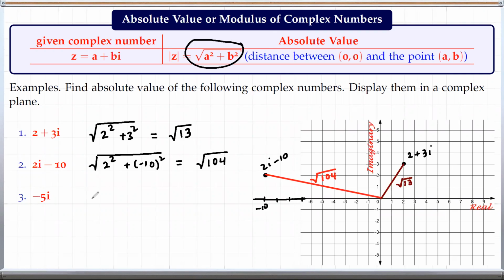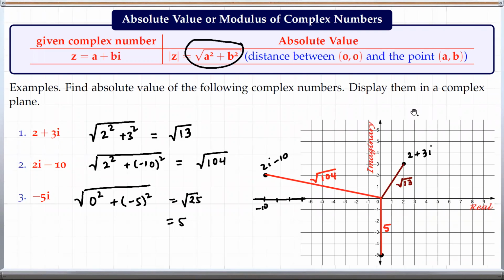The last one here. So here the real part is 0. So the absolute value will be the square root of 0 squared plus negative 5 squared, which is square root of 25, which is 5. So that means if we plot this point, negative 5i, which is over here, the absolute value of this complex number is simply this length, which is 5.